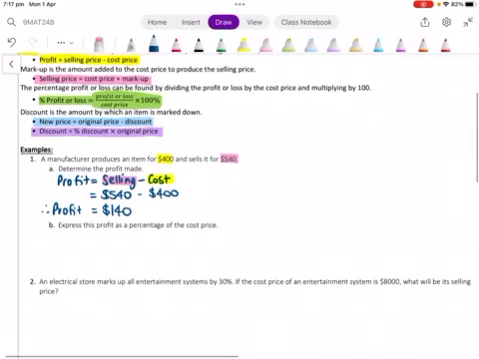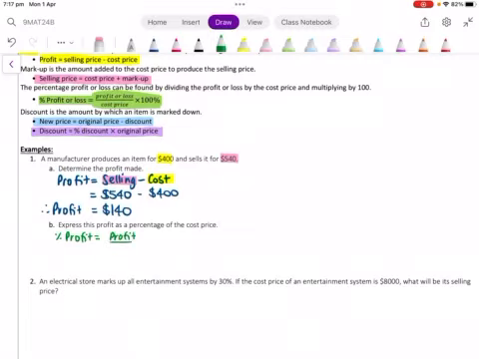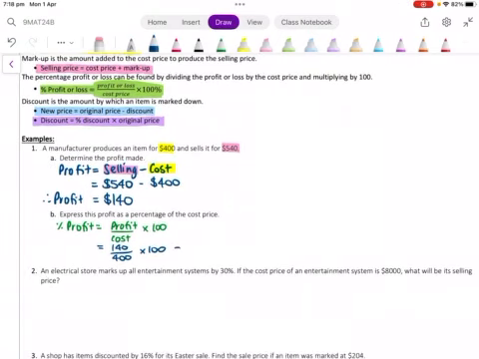For part B, we want to express this profit as a percentage of the cost price. So we want to use that green formula. Our percentage profit is equal to our profit over our cost times by 100. So what we have is our profit was equal to 140 over our cost of 400 times by 100. And when we put that into our calculator, we get 35%. So therefore, our profit as a percentage of the cost price is 35%.